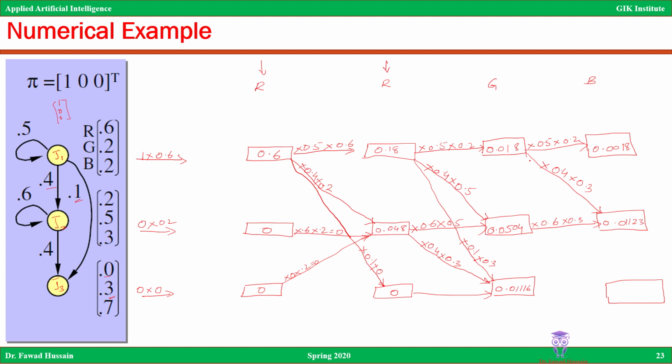And finally for the last one, I could have come from here, I could have come from here, or I could have come from here, and this calculation is this multiplied by 0.1 multiplied by 0.7, and from here it would be multiplied by 0.4 and multiplied by 0.7.